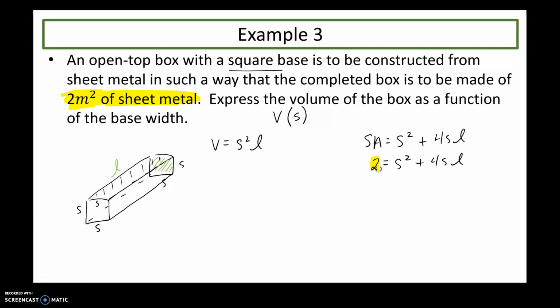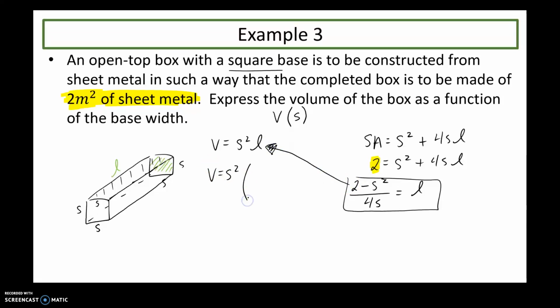This number came from our given piece of information. Now I need to solve this for L, because I need to eliminate L since the question is asking me for volume in terms of S only. So I'm going to subtract S squared and then divide by 4S. That gives me L in terms of S. Now I take this information and plug it into my volume equation. So volume is side squared times 2 minus side squared all over 4 times S.